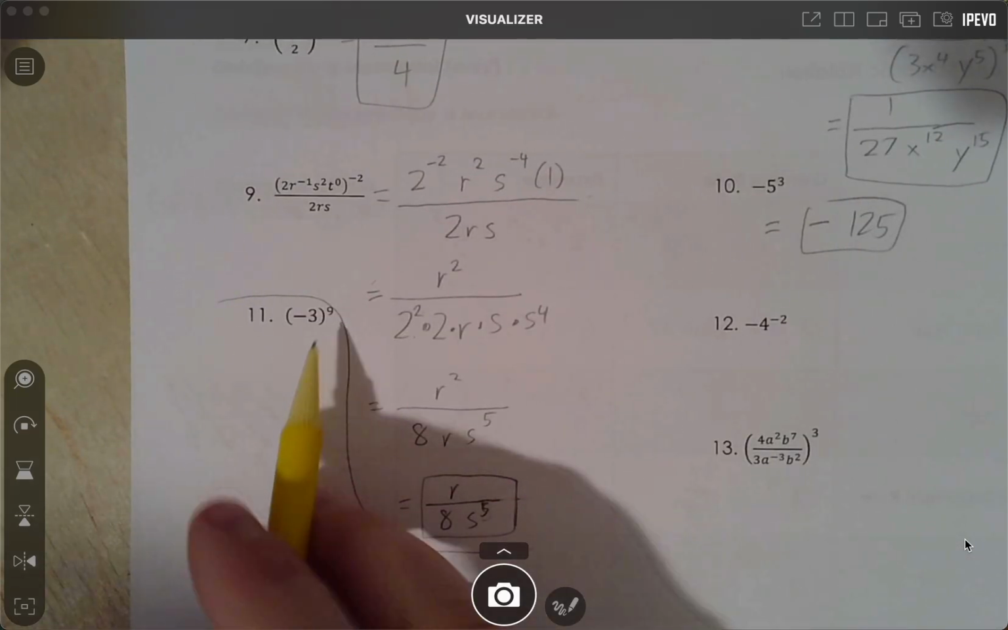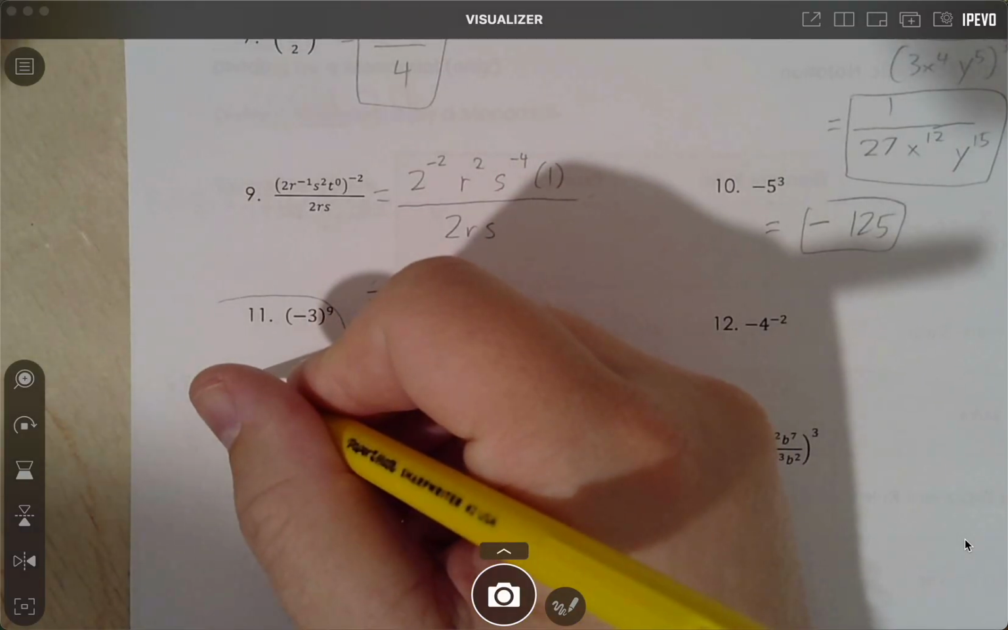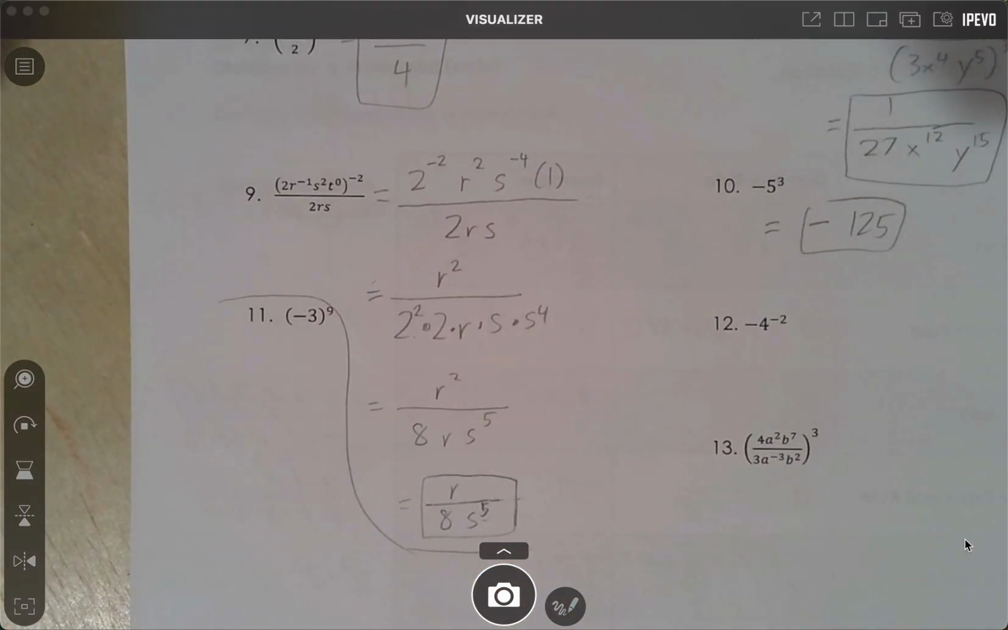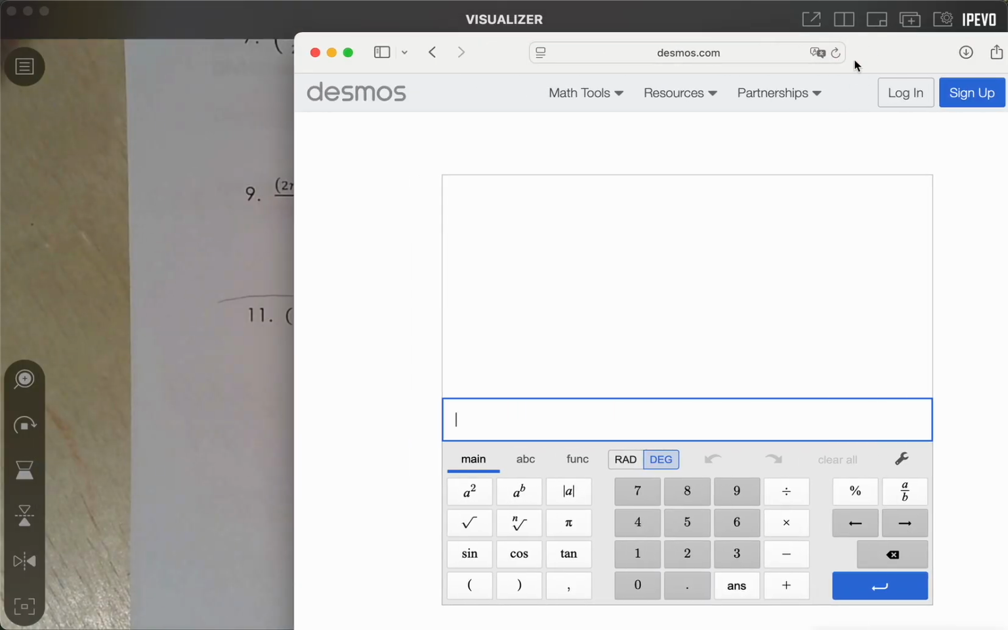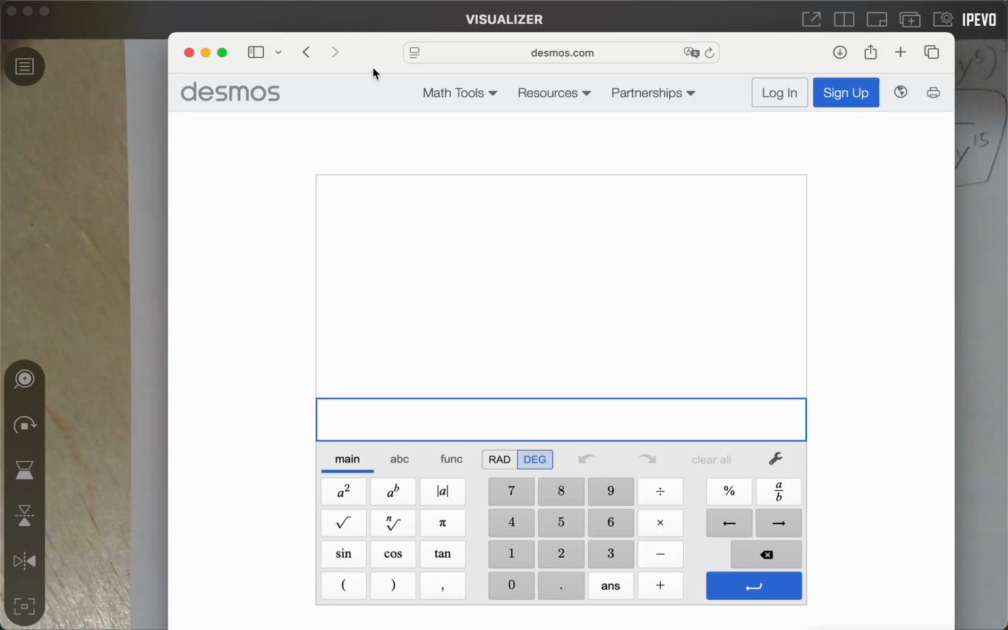Negative 3 to the 9th power. Really, we'll just have to work that out. And so, 1 minute. I'm going to pull up a calculator so we can see how to type that in. Alright. Sorry, it was the negative 3 to the 9th.